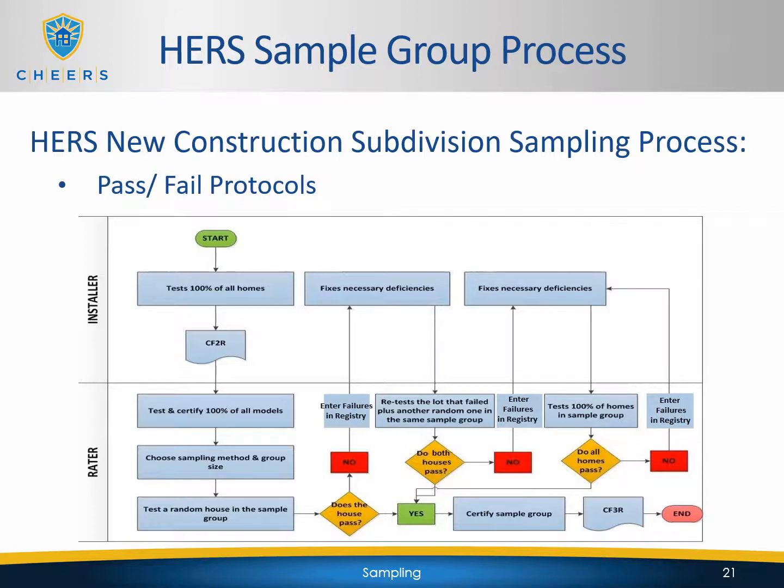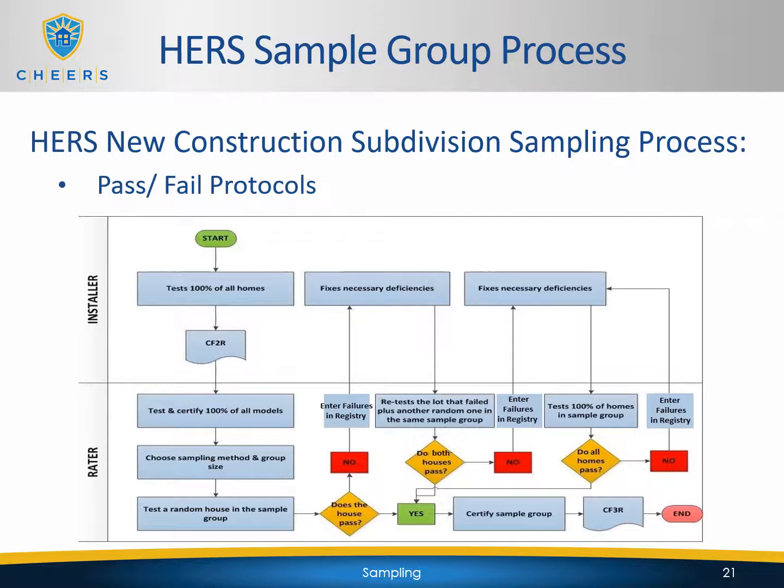Okay. If the home fails, you have to report that failure in the registry. That means you have to actually go in there, enter the failure, and then test it again after they fix whatever needs to be fixed. If the house fails again, plus one more house fails. So basically, once the first house fails, you have to retest it, plus you have to retest one more. And basically that's to verify that the first failure wasn't just a fluke.